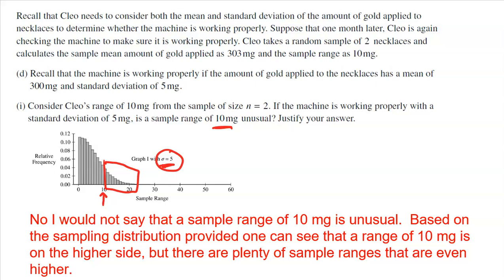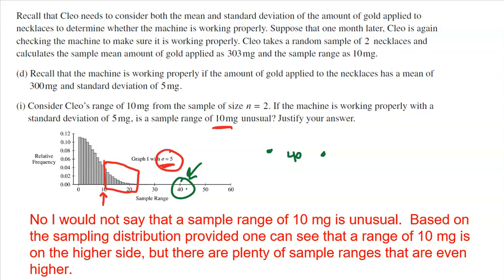Now, just to play counterpoint here so you understand, if her range was 40, let's just say that the range of her 2 necklaces, from the smallest to the largest, the distance was 40 milligrams. I would say, whoa, that is crazy unusual. Something must be broken to create a range that big. Looking at the sampling distribution, nothing even came close to a range of 40, so that would definitely indicate that the standard deviation is wrong and the machine is possibly broken.